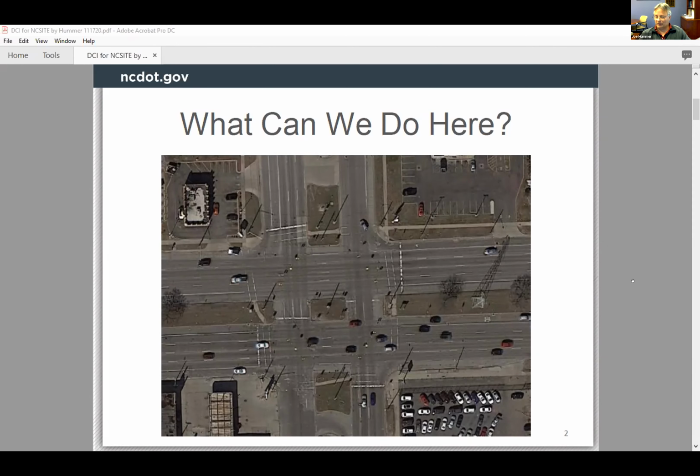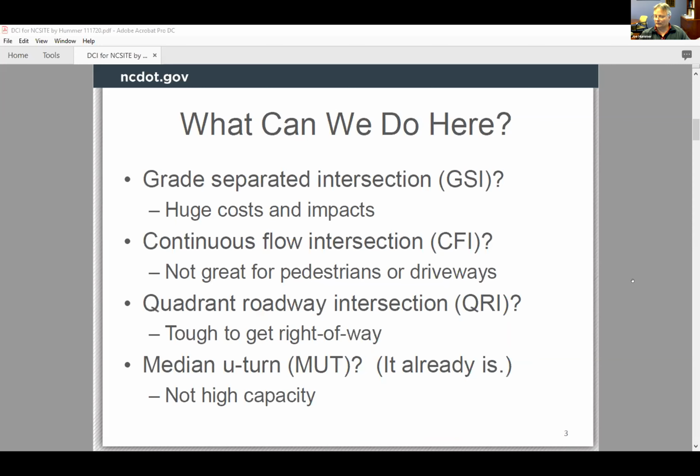But a median U-turn just doesn't have that much more capacity because all the vehicles come back through the intersection a second time, all the left turns. So what can we do here at this kind of place? Two big busy arterials meeting each other. Well, we could create a grade separation, but that's going to be very costly, very impactful. It'll solve the congestion problem, probably, but it will create other problems instead.